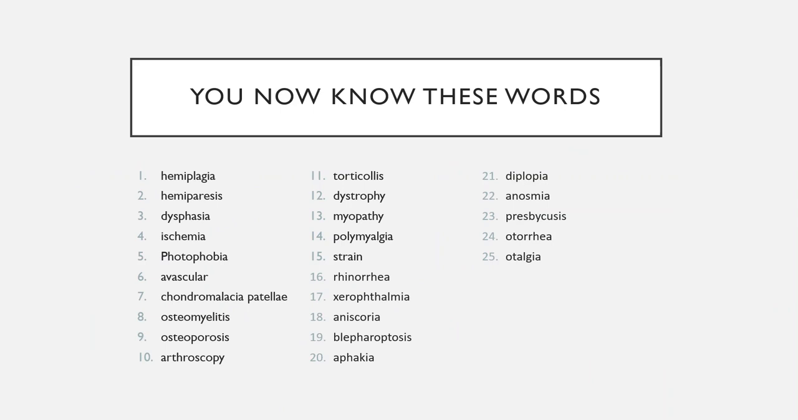So let's do a final review. And you can stop the screen here and quiz yourself, or you can listen and I will say the word, give you a second to say the word out loud to yourself, and then I'll say the definition. Hemiplegia, paralysis of one half of the body. Hemiparesis, weakness of one half of the body.